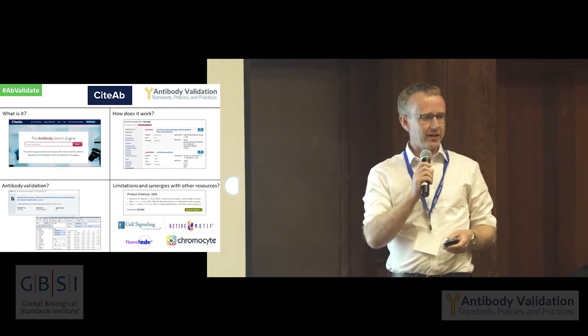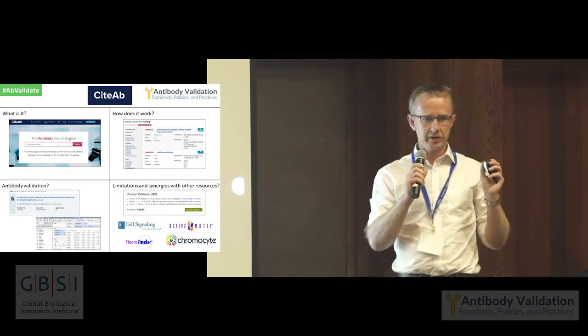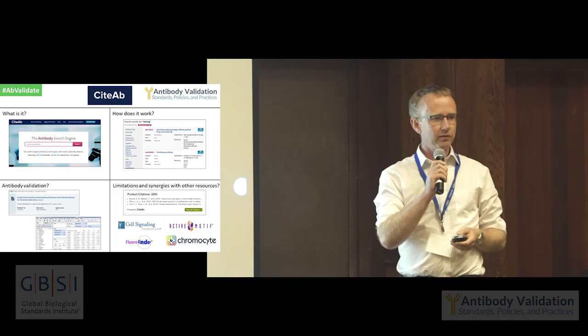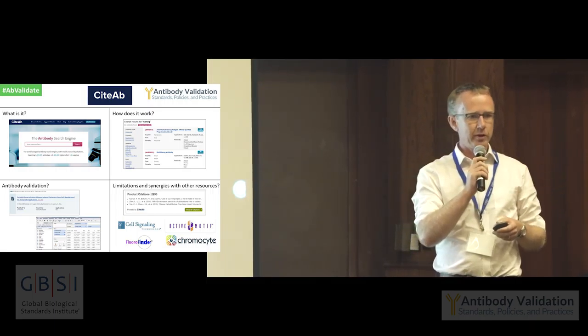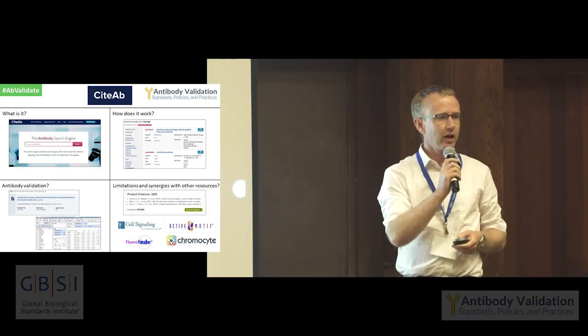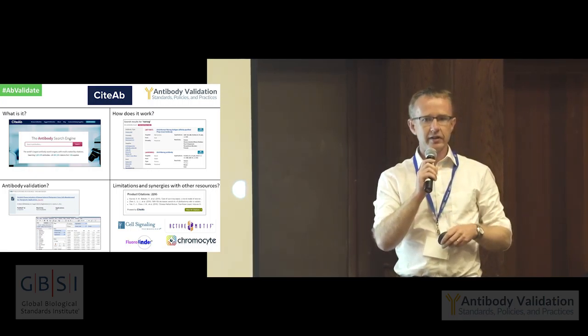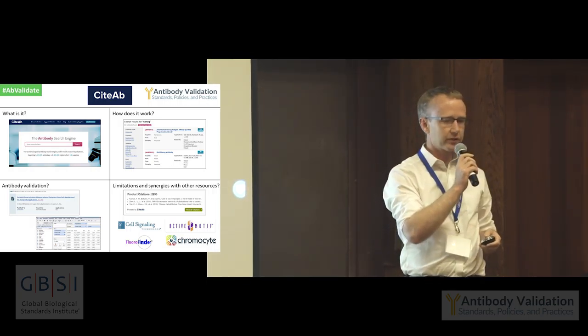So CiTab essentially is a giant database of antibody citations where we look at specific products used in the peer-reviewed literature. And then we use that database for two main purposes. We use it to drive the antibody search engine, which I'll come back to. And then secondly, we use it to generate aggregated data sets for suppliers, to help suppliers.